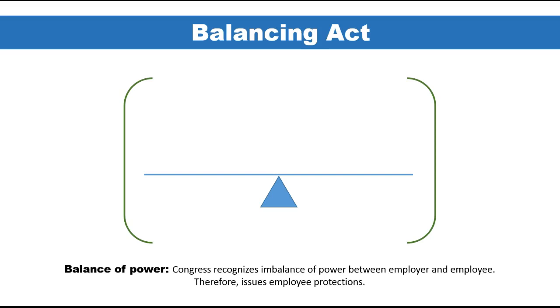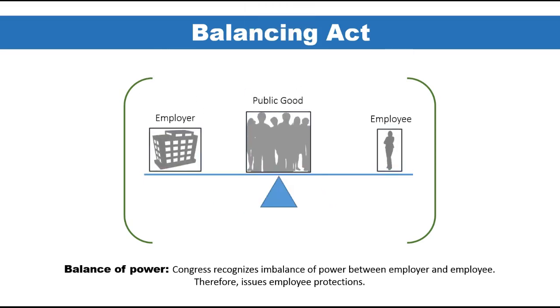The balance of power between employer and employee can really be challenging. And Congress recognizes that employers often have far more resources and presence in the marketplace than an employee might. And so it has issued employee protections so that there is a balance between employer needs and employee needs. And at the center of that really is this consideration of the public good.